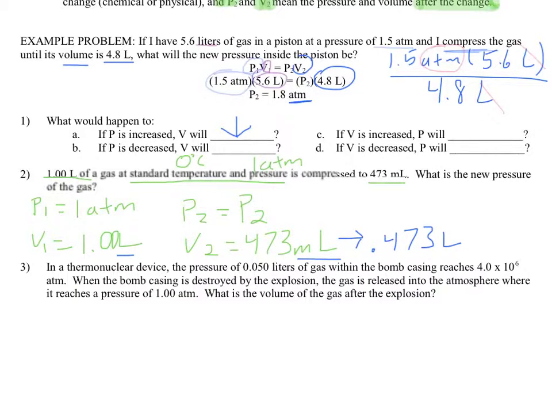Now all you need to do is plug all these into your equation. Okay. So I have 1 times 1 equals P2 times 0.473. P2 equals, now how many sig figs do I have? 3 here and 3 here, so I need 3 sig figs. All right, 1 times 1 divided by 0.473, and I get 2.11. What's my unit on pressure here? ATM.